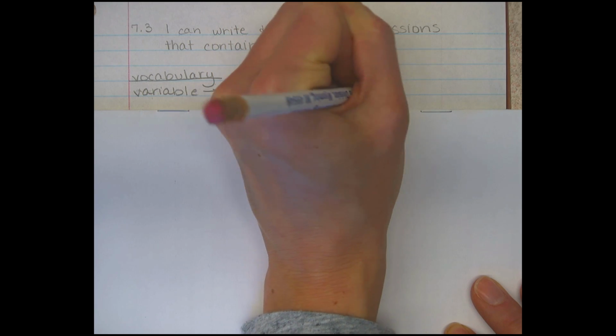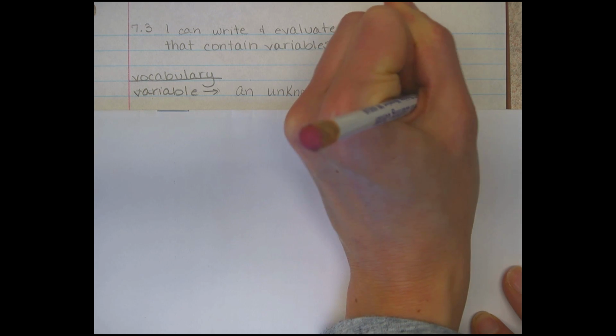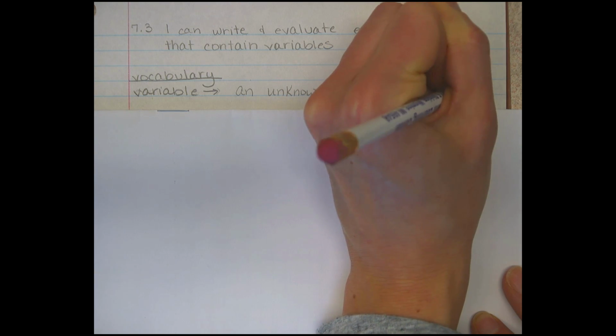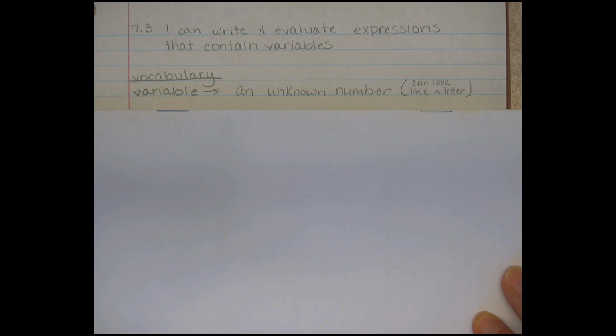And that could be any letter. You might see it as a letter in there, like an R or a P or a Q or a T. Any of those are considered variables. Maybe you can even mention it can look like a letter in different expressions. And we'll show you what that means in just a moment.